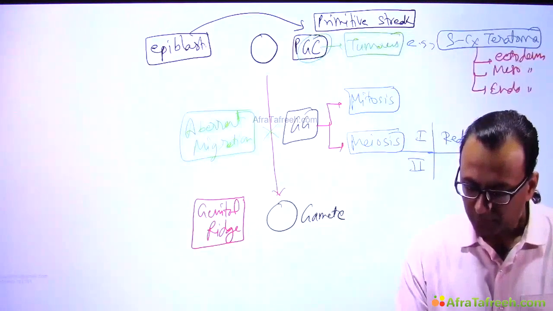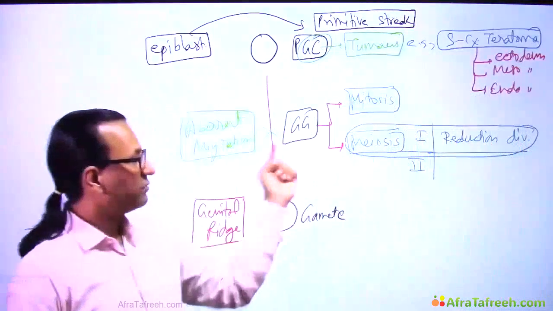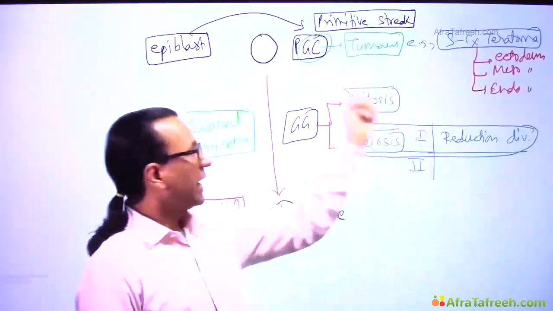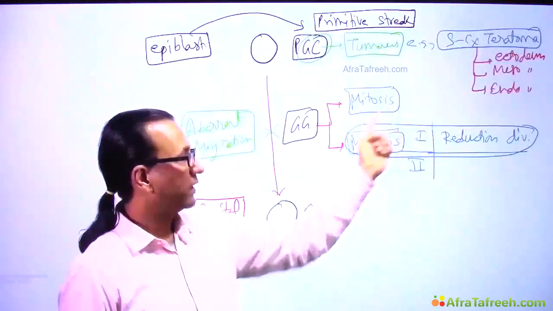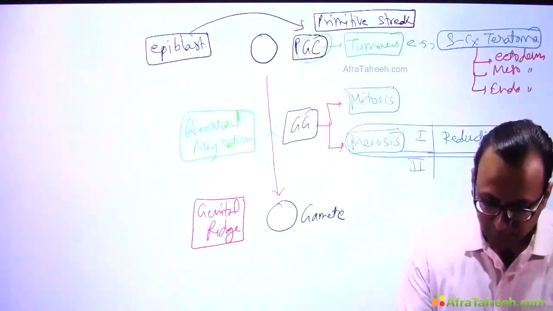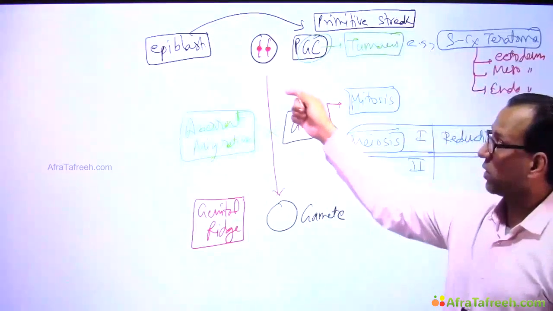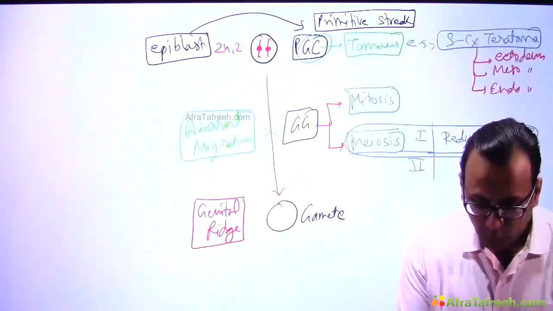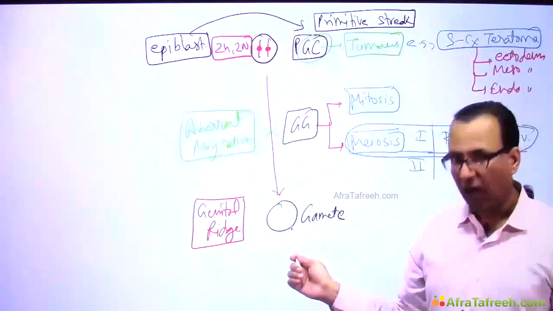What do you mean by reduction division? It means it will reduce the chromosome number to half. So it is meiosis 1 which is a reduction division, reducing the chromosome number to half, and mitosis is equational division, which does not change the chromosome number. What you have to understand is, in the beginning, we had one chromosome set from mother and one from father. So it was actually 2n. Then what is happening in the gamete? It is half the number.